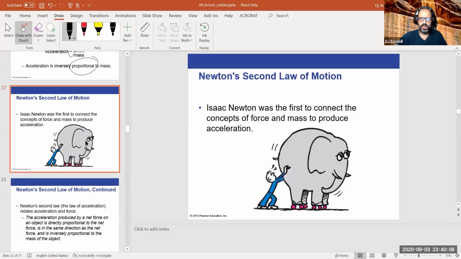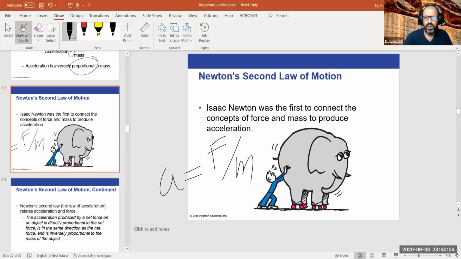Here is an example with Newton. Isaac Newton was the first to connect the concept of force and mass to produce the acceleration. And that is basically the law that we talked about, the second law, F equals ma, or actually a equals F over m, more of what it should be.